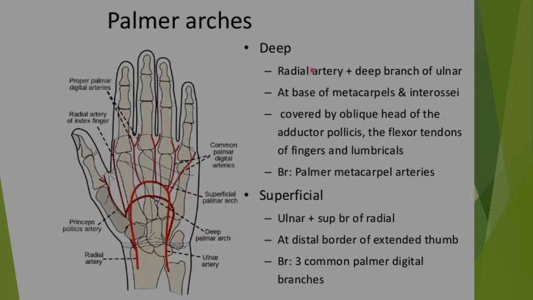The deep palmar arch is the radial artery plus the deep branch of ulnar at the base of metacarpus and interossei, covered by the oblique head of the adductor pollicis, the flexor tendons of fingers and lumbricals. The superficial palmar arch is the ulnar artery plus the superficial branch of radial artery at the distal border of the extended thumb, and three common palmar digital branches. So this is the common palmar arteries. These all are common palmar arteries.